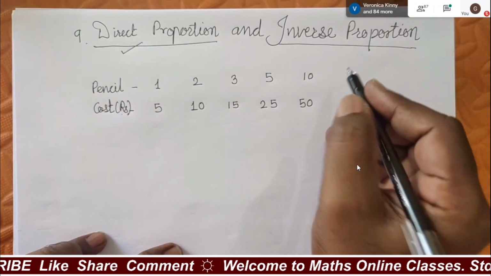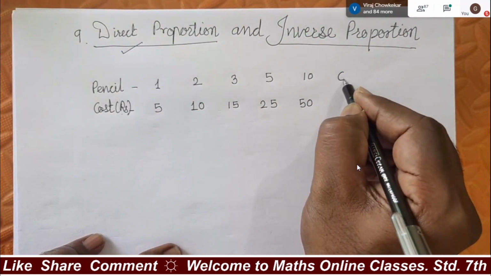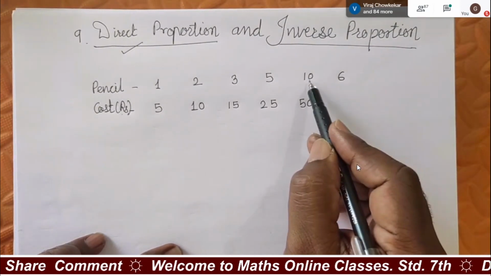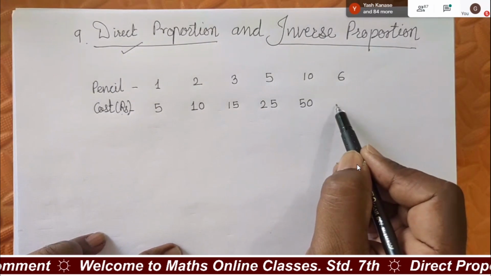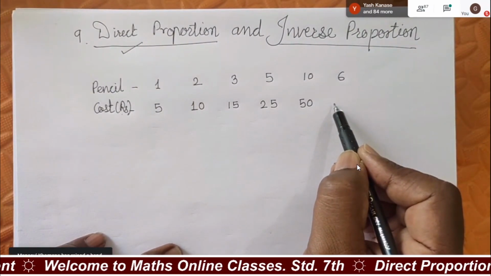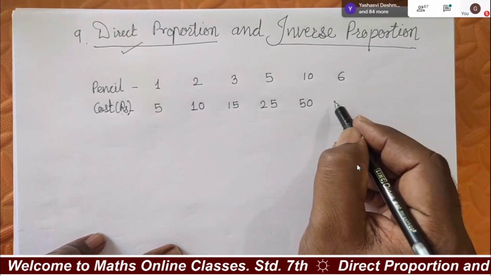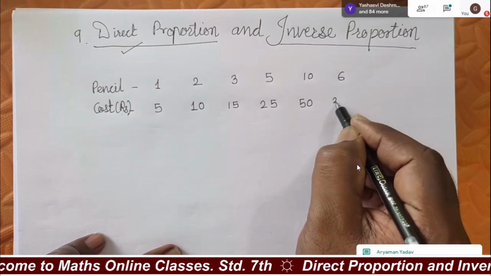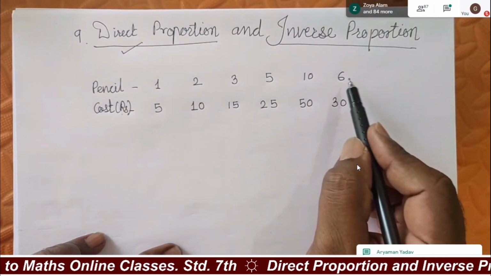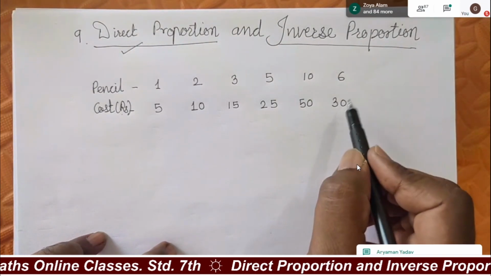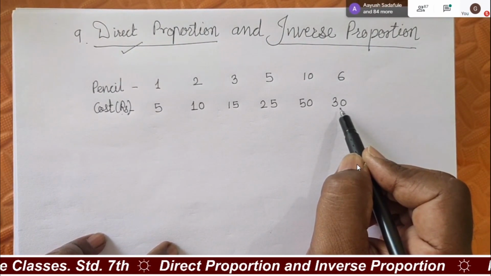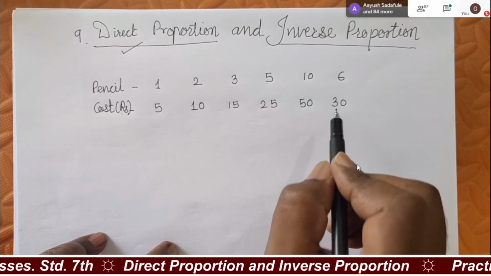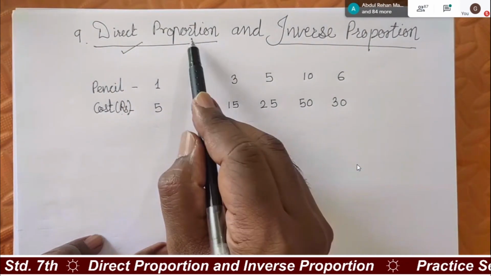Now if I decrease the quantity, after 10 I made it 6. Now after 50, will it be 100? 30. Correct. 30. If the first quantity is decreased, the second quantity also has to decrease. Understand? This is called direct proportion.